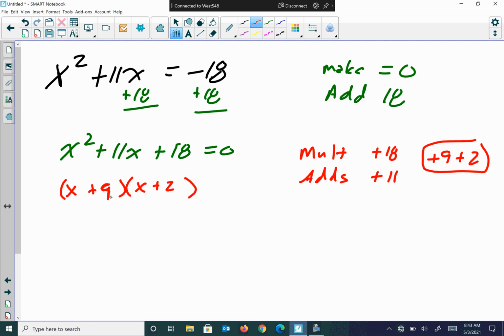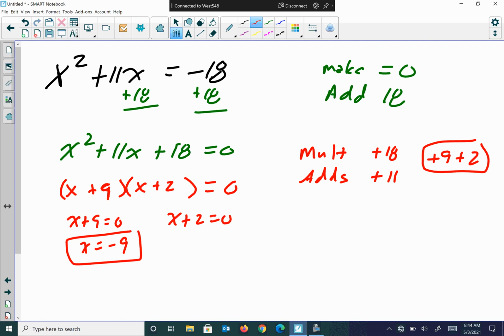It worked. All right, these are equal to 0, so don't just leave it like that. So subtract 9. Subtract 2. Yee-haw.